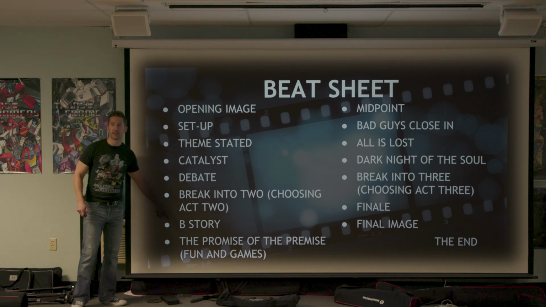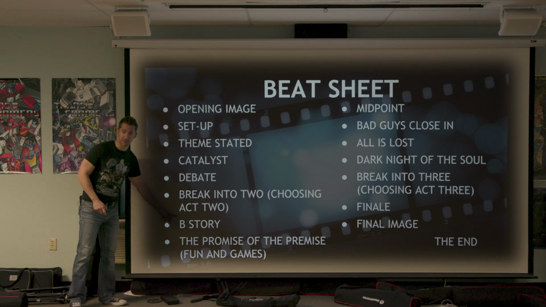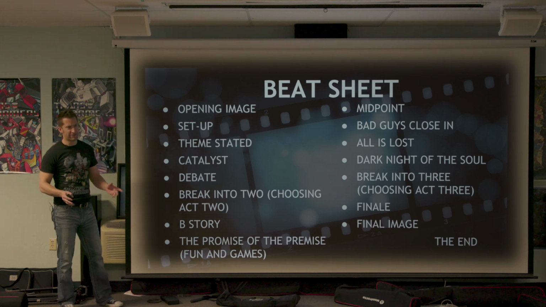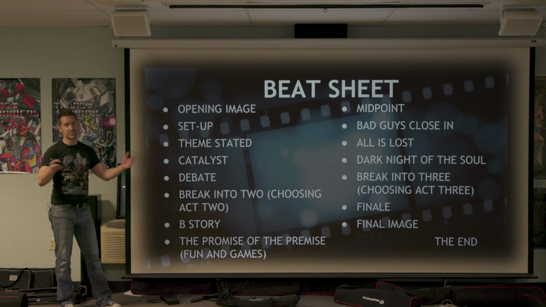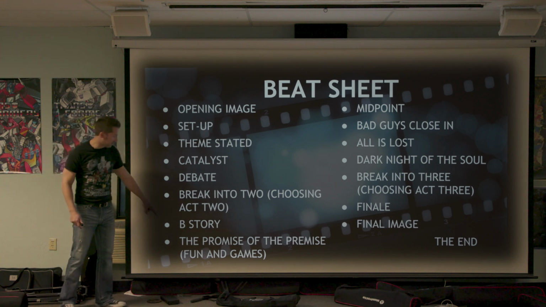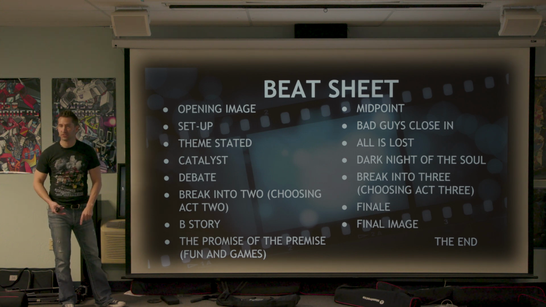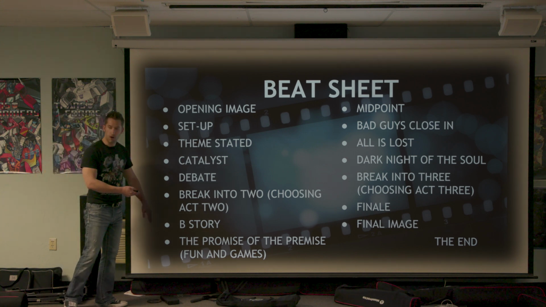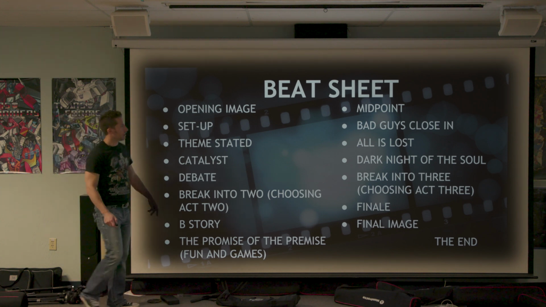B story. That's just a fancy word for the other story that's happening. For example, in Finding Nemo, you've got Nemo in the little tank at the dentist's office. That's the B story of Finding Nemo. Harder to fit into a film of your size, but easier in a TV episode or in a longer format of a film. The promise of the premise. Fun and games. This is tests, allies, and enemies. This is all that stuff in the second act. All the fun stuff, the stuff that you see on the movie poster, that kind of deal.